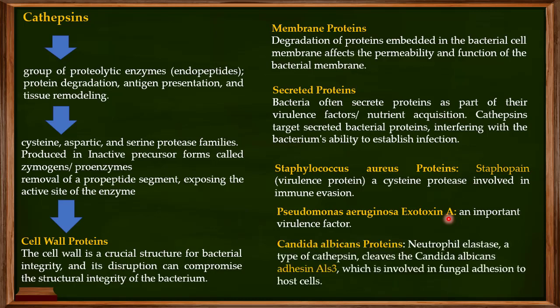When you talk about the fungi, Candida albicans is a very important fungal pathogen. What these cathepsins do is that they can also degrade the Candida albicans proteins. For example, Candida albicans produces a particular adhesin protein, which is very important for the adhesion of these fungal cells to the host cells. So when the cathepsin degrades this particular adhesin, ALS3, the Candida albicans cannot adhere to the host cell, thereby it cannot establish itself. So this is the function of the cathepsin.